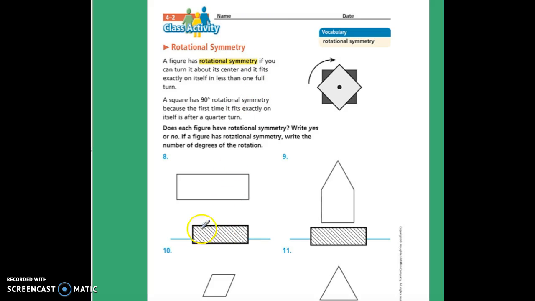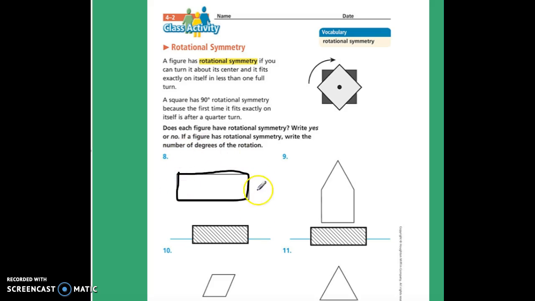So I look at this figure here, and I think, okay, I'm going to go clockwise, I'm going to rotate it. If I rotate it, I'd get something like this. Okay, I get that. It doesn't fit on itself yet. That's about a 90-degree turn. But let's see what happens if we keep going. I'll erase this. And I rotate it one more time, another 90 degrees. And guess what? Does it fit on itself? It does. It fits perfectly.